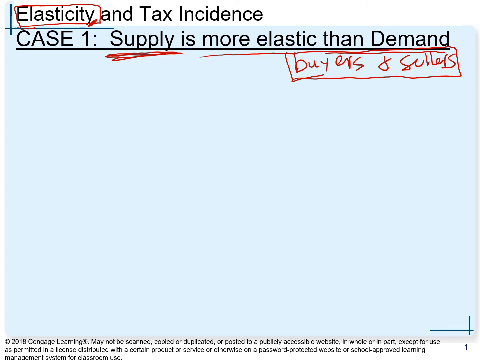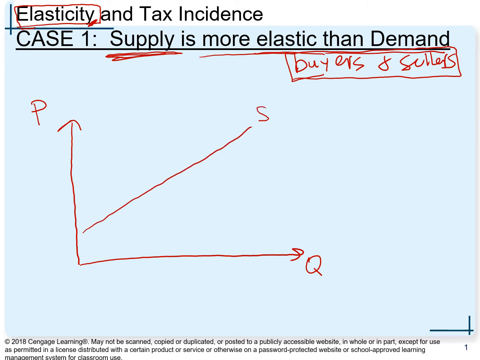If we are talking about more elastic supply, think about it from the previous chapter. Do I need to draw that supply relatively steep or relatively flat? Remember, elastic supply, do I need to draw it relatively steep or relatively flat? It has to be relatively flat, isn't it? And then demand, I'm going to make it less elastic, or more inelastic. So I'm going to draw the demand curve relatively steep.